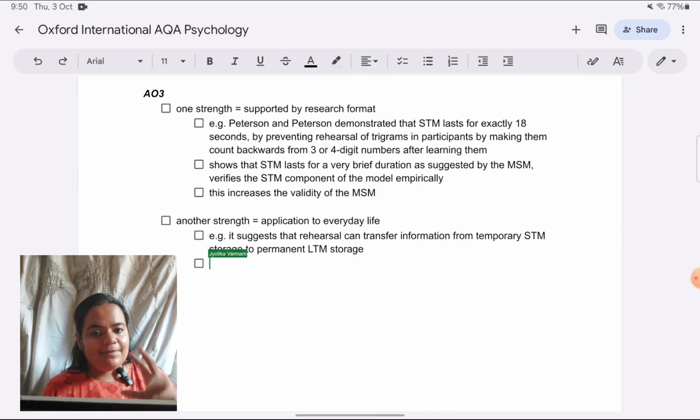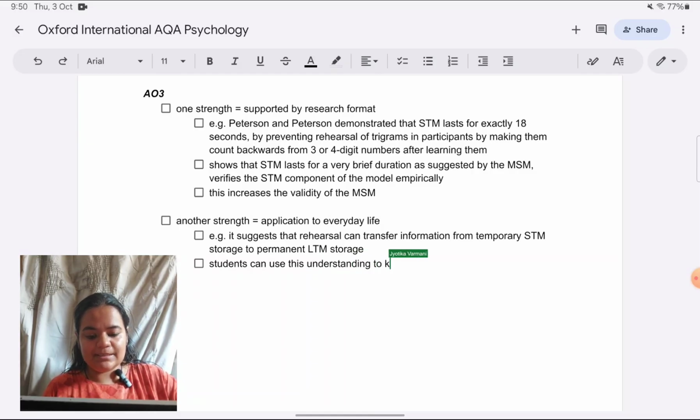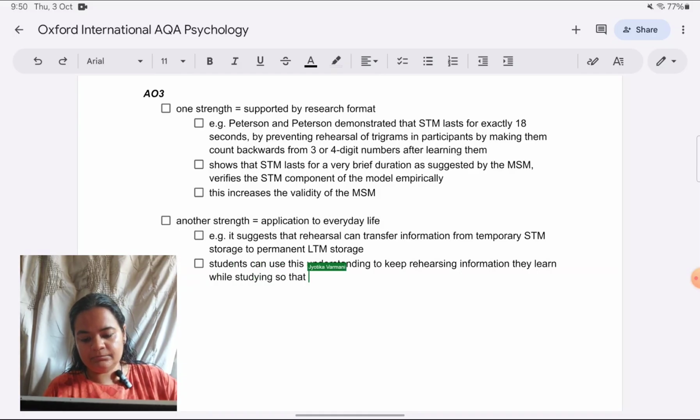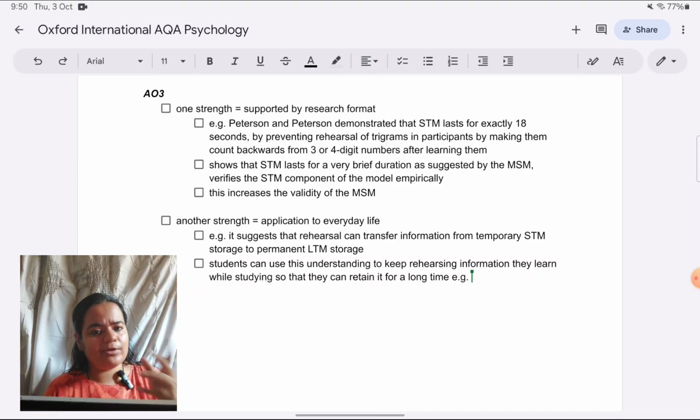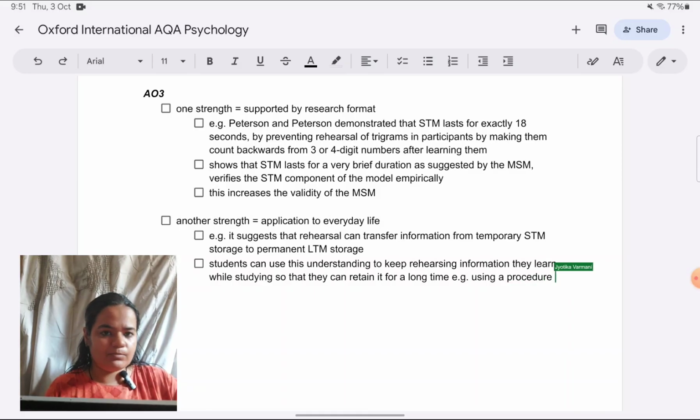Okay, now where it can be used, like why is this a strength? Students can use this information or this understanding to keep rehearsing information they learn while studying so that they can retain it for a long time. Here, if you want, like I was mentioning previously, you can give a comment on elaborative or repetitive rehearsal, that is maintenance rehearsal. So, for example, using a procedure called elaborative rehearsal, this is optional, if you want to write on it.